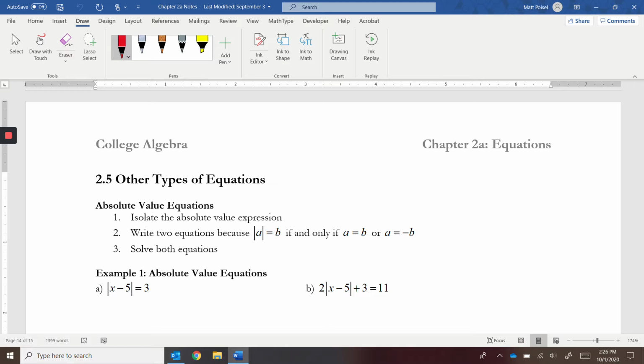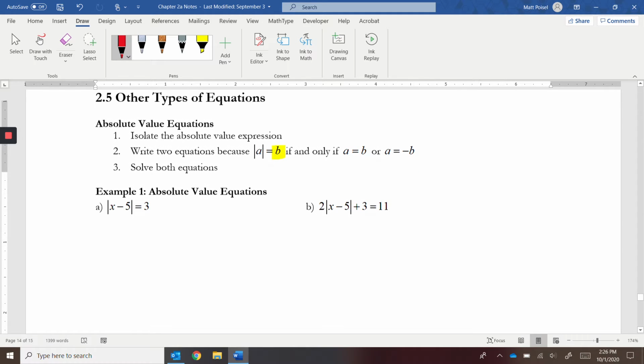So the first type is absolute value equations. There's three steps here. We're first going to isolate the absolute value expression. Then we're going to write two equations. We're going to set one of them equal to b, and the other one equal to negative b. One thing you've got to pay attention to: this only works if our original problem is positive. I'll show you one example here in just a second.